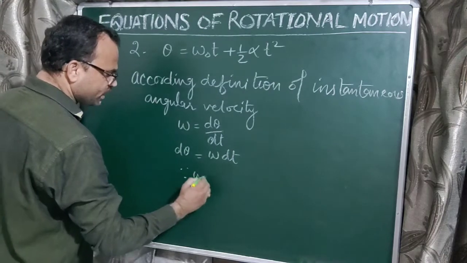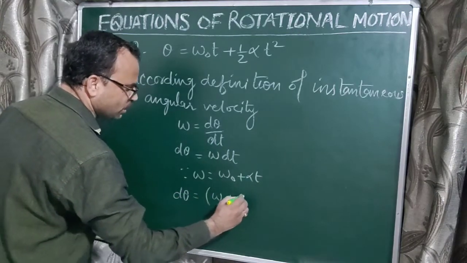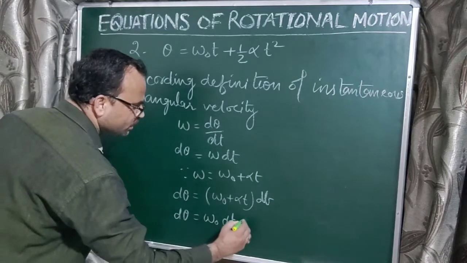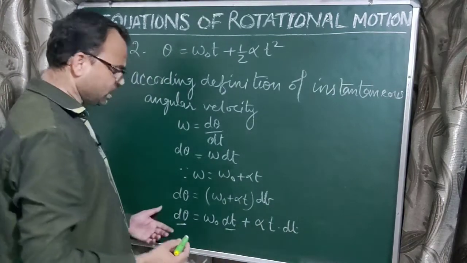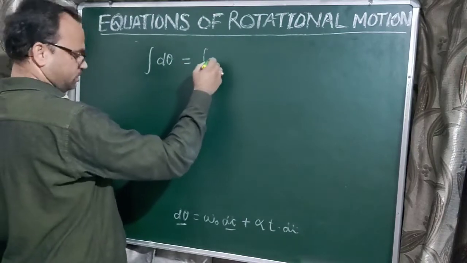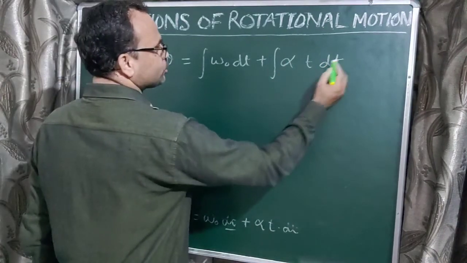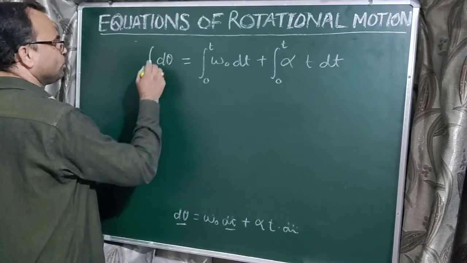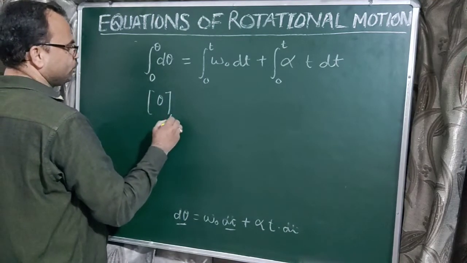As we know, omega equal to omega naught plus alpha t. So d theta equal to omega naught plus alpha t, in a bracket, times dt. Opening the bracket, omega naught dt plus alpha t dt. Since d theta and dt are integrable, we integrate both sides: integral of d theta equal to integral of omega naught dt plus integral of alpha t dt. For time the limits are 0 to t, and for theta the limits are 0 to theta. The integral of d theta is theta.